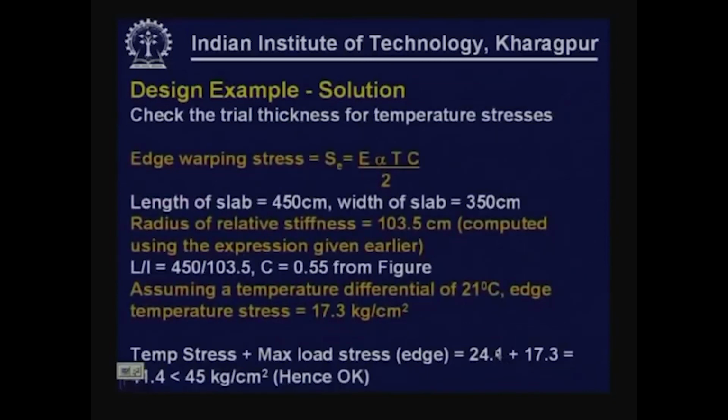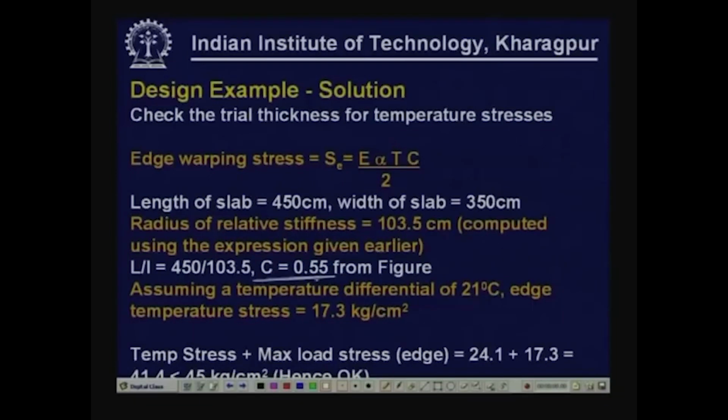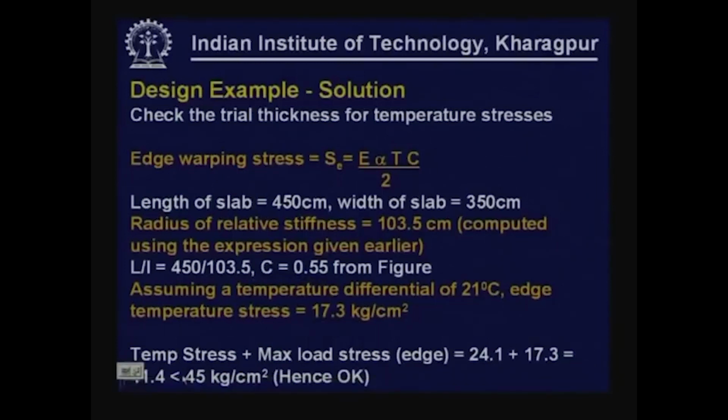The slab is now checked for warping stress also, calculated using the stress for a length of 450 centimeters and width of 350 centimeters. The Bradbury coefficient from the figure is 0.55 and the corresponding temperature stress is 17.3 for a temperature differential of 21. So, the temperature stress plus maximum load stress, 24.1 plus 17.3, works out to be 41.4, which is less than 45 kg per centimeter square. Hence, this thickness is okay from this consideration also.